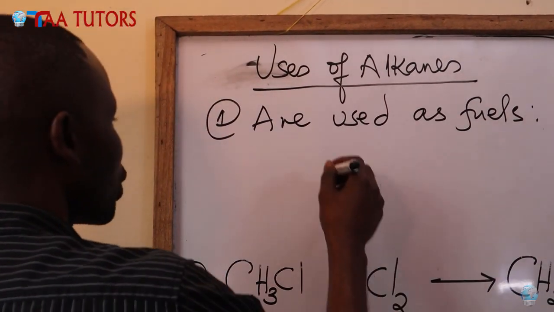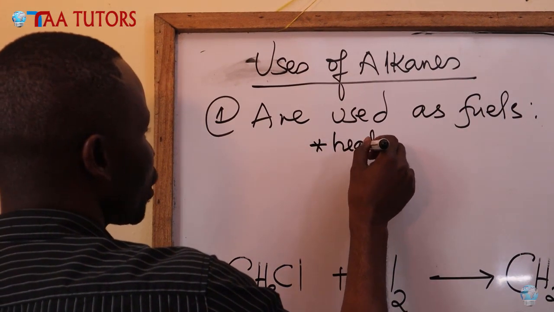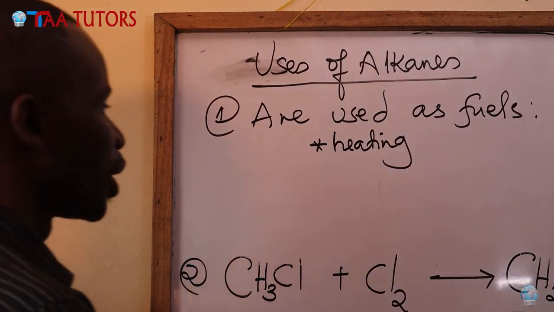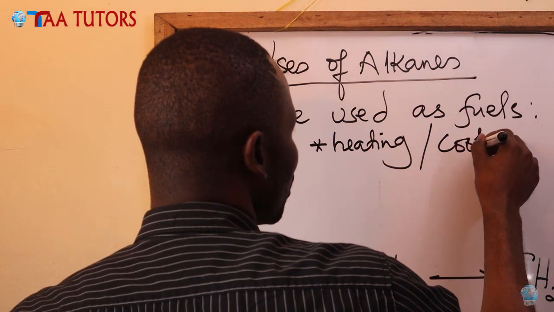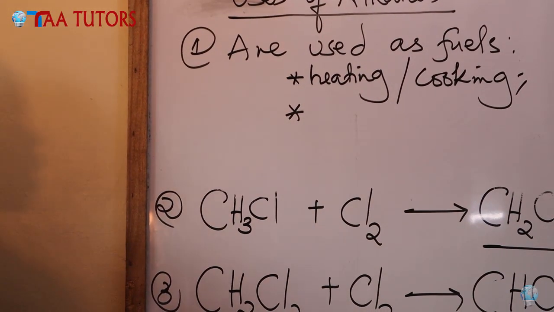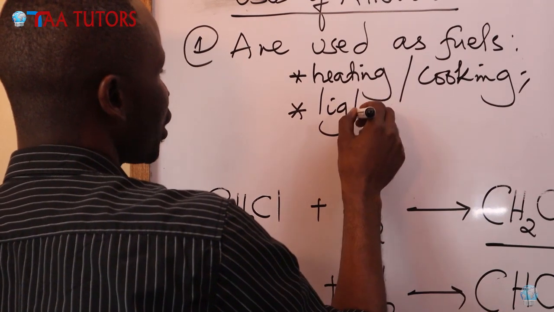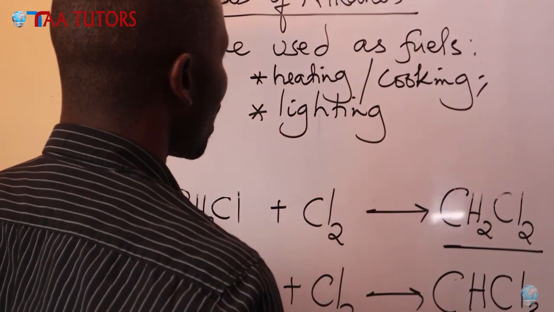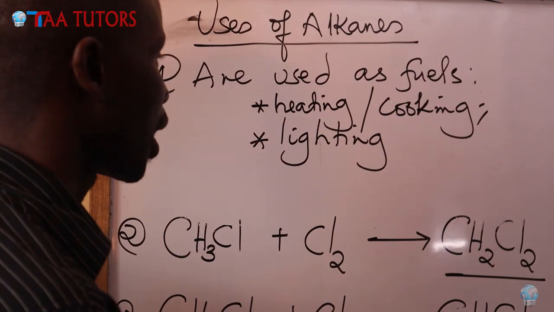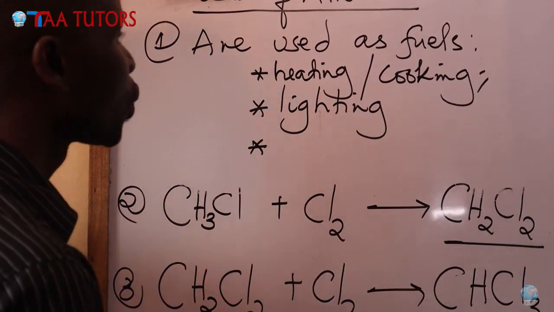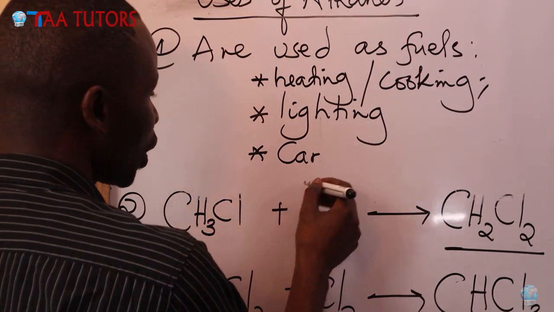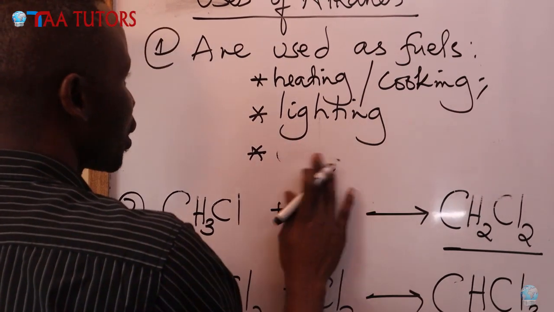Then you can start looking at what fuels. Fuel to do what? We can talk about fuels for heating. Heating what? Heating food, let me say heating or cooking. That's a fuel. Another use of these fuels is for lighting, like home lamps and so on, like kerosene. Kerosene is an alkane. It is used for lighting those lantern lamps we have. We can also use them as fuels to drive engines of cars. For example, gasoline, fuel for cars.